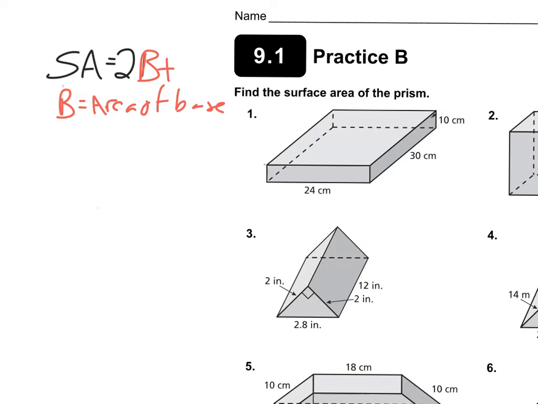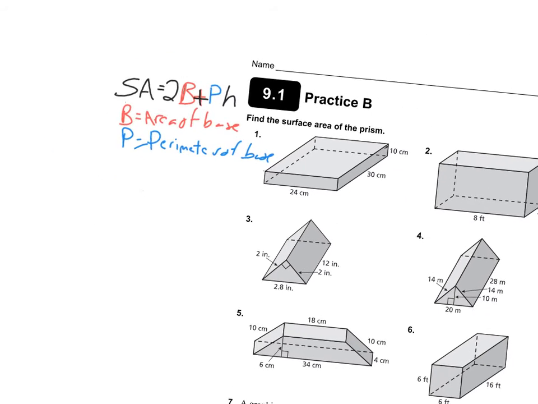Plus, then we're going to add the perimeter. So perimeter of the base, okay? And then that's going to be times your height of that shape, okay? So in order to find the surface area of this shape, all you have to find is the area of the base, the perimeter of the base, and identify the height, okay? So let's go ahead and try this problem by doing that.